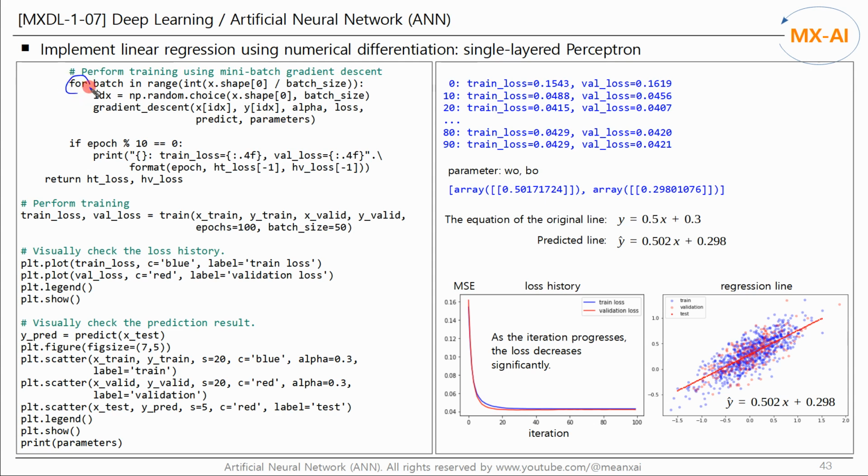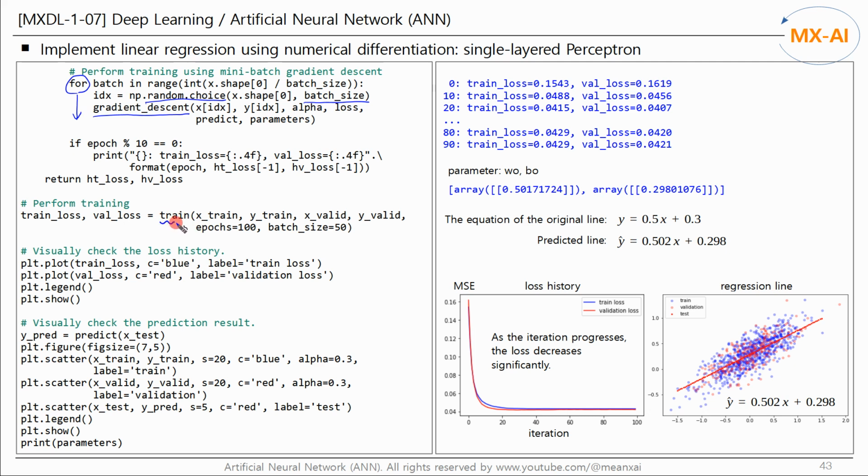Next, we iteratively update the parameters using mini-batch gradient descent. Create a subset of a given batch size, and perform the gradient descent on this subset. Then the parameters will be updated once. By repeating this process, the parameters are continuously updated, and the neural network is gradually trained.